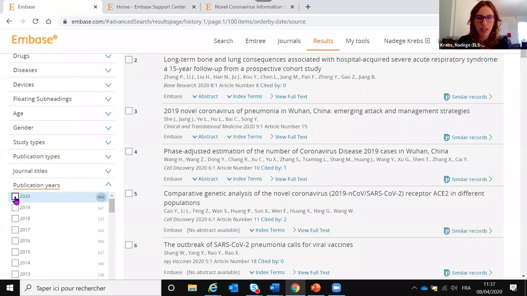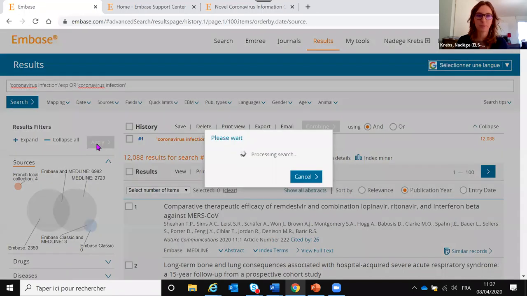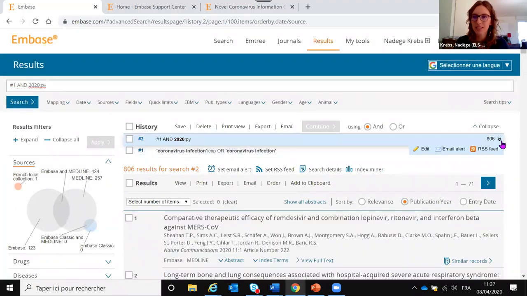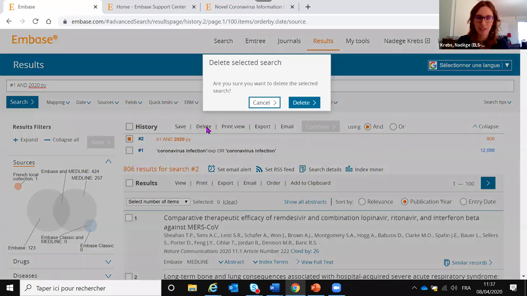For example, I can say I only want to see the ones from 2020. So I select it, and I don't forget to click on apply. Then it will show me the 806 articles or references from 2020. If I don't want to see this one and I want to delete it, I select it and I click delete.